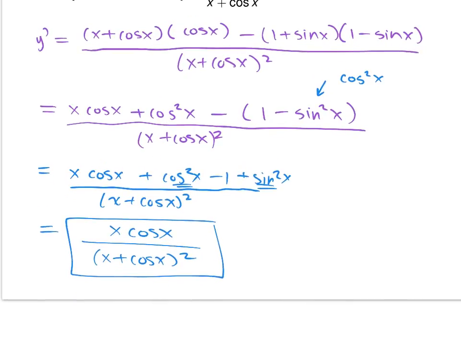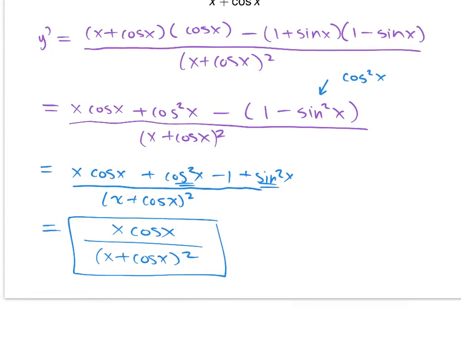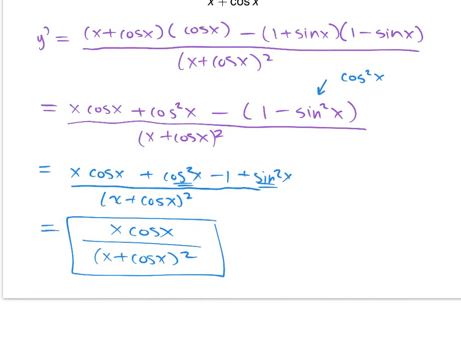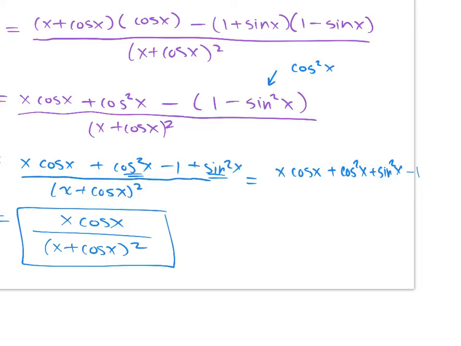But Devin's way is definitely faster. Sine squared plus cosine squared equals 1. Yep, exactly. So cosine squared plus sine squared. If I add in one more step, x cosine x plus cosine squared x plus sine squared x minus that 1 over x plus.